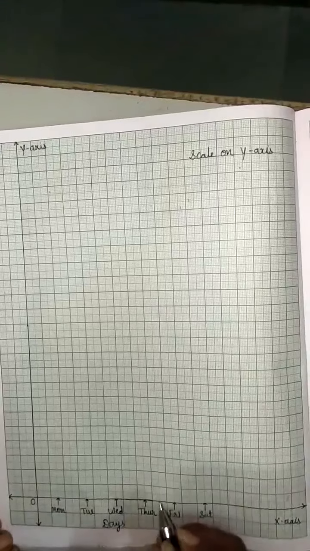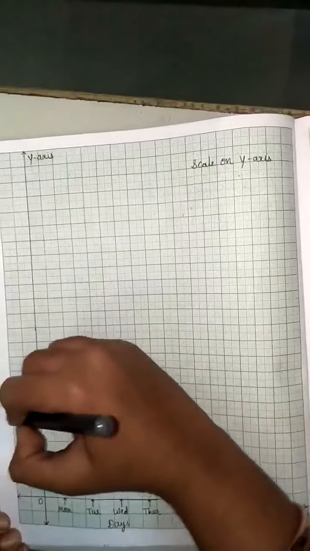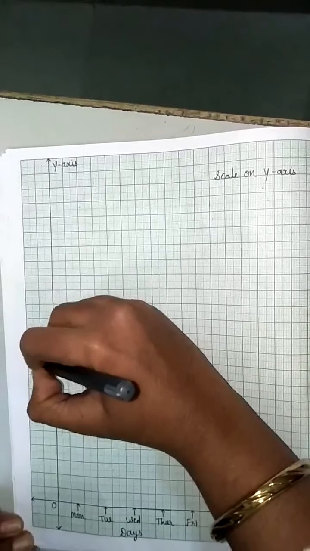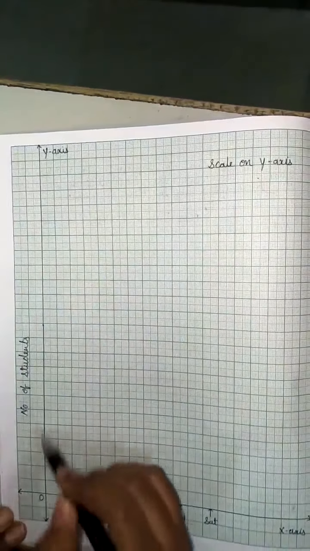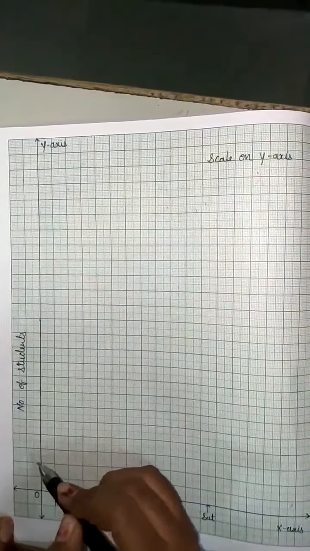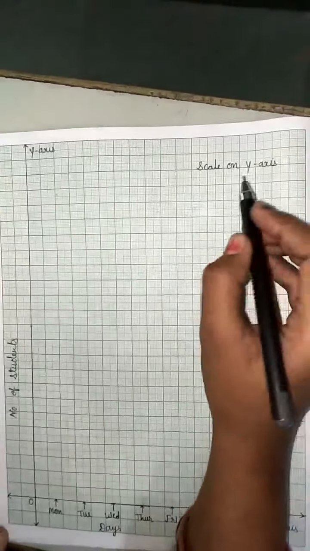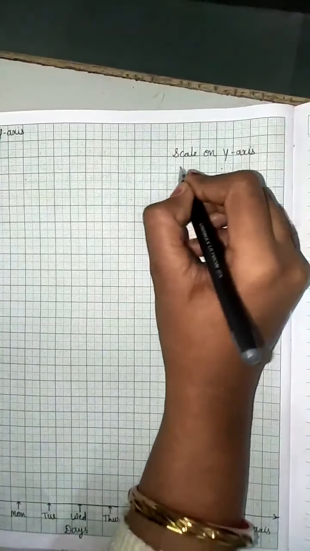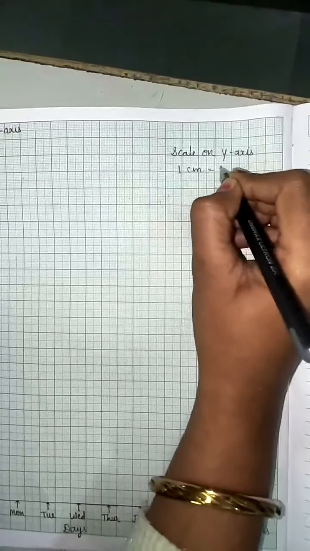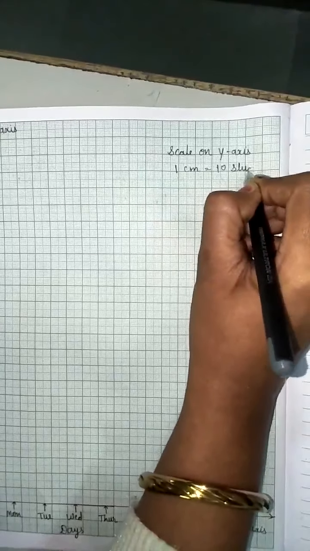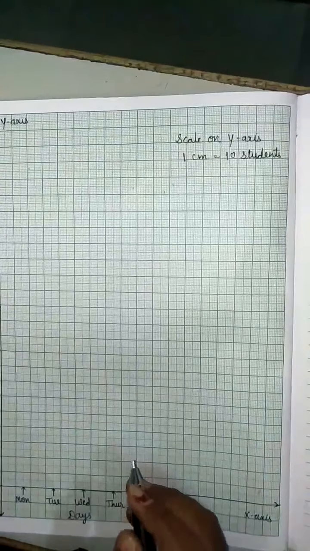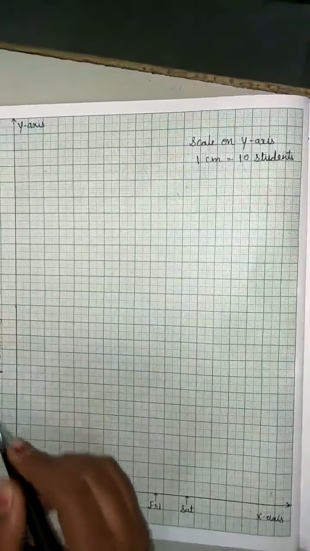Okay, now let's represent the number of students. So the y-axis will represent the number of students. Before representing the number of students, we will write the scale. So students, here we will take the scale on the y-axis: 1 centimeter equals 10 students. Okay, now let's represent the data on the y-axis.